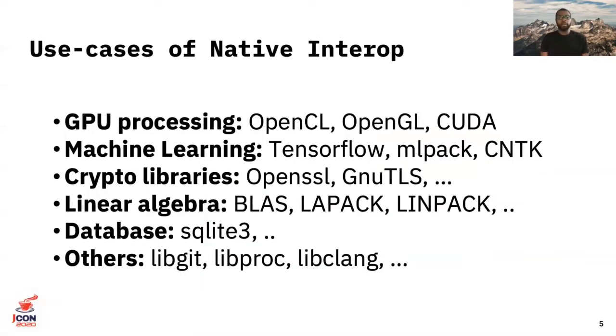By native interop, what I mean is interacting with native libraries in Java code. You're writing an application, there's a native library that does something that you like, and you want to interact with it using Java code. A lot of the use cases today are off CPU processing, things like CUDA and OpenGL. Also machine learning libraries like TensorFlow, crypto libraries like OpenSSL, linear algebra libraries, and many others that Java developers want to use in their Java applications.